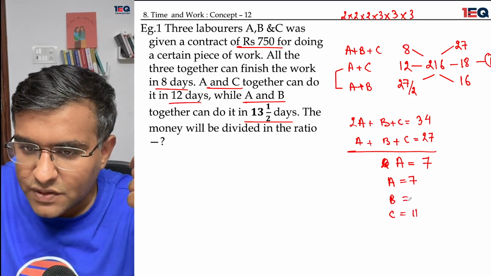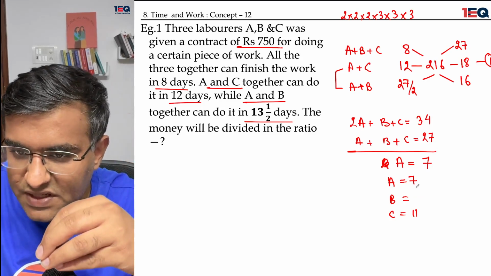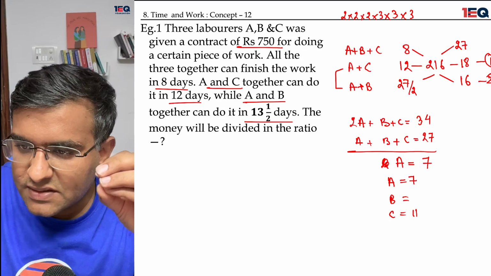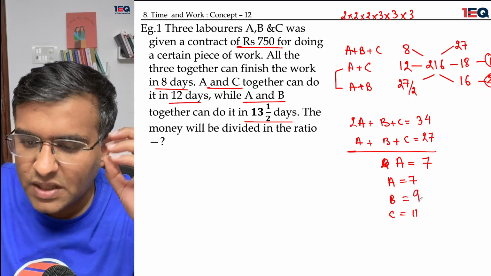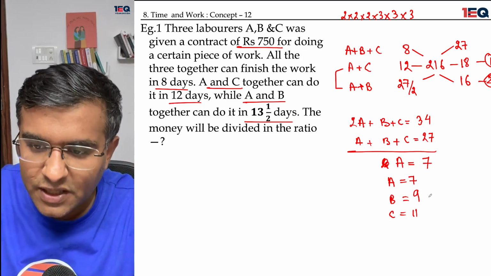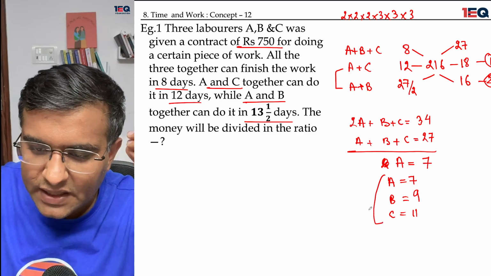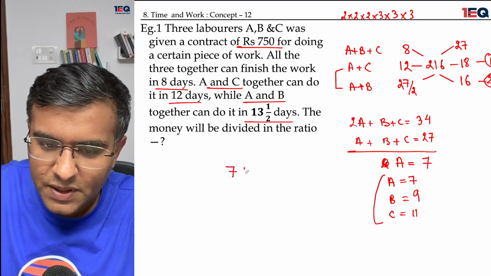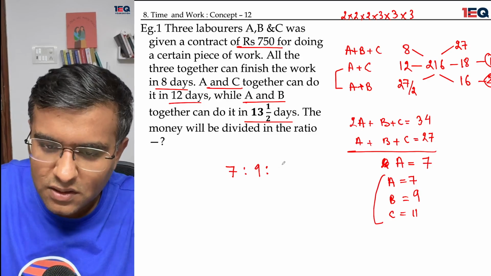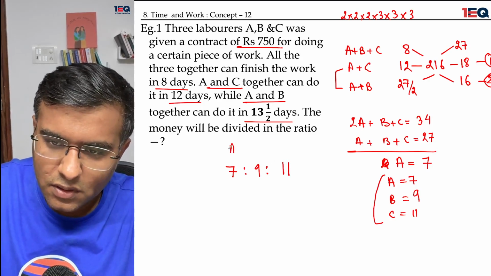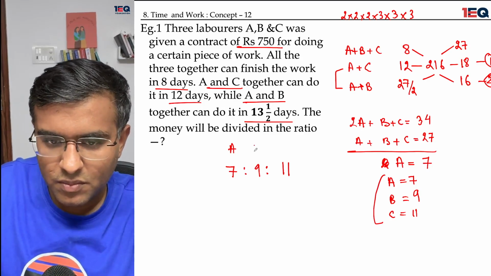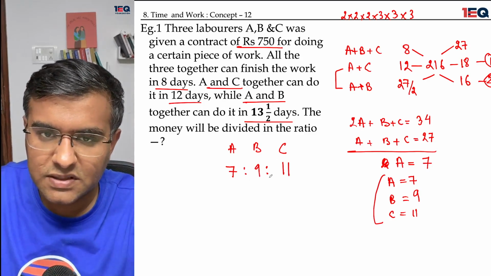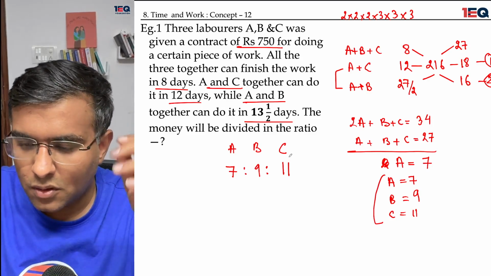Similarly, I wish to talk about B as well. I use the efficiency of 7 in the second equation. I'm calling this the second equation, which gives me the efficiency of B equal to 9. So from this, I can say that the ratio in which the money would be divided would be 7 is to 9 is to 11. This is for A, this is for B, and this is for C. Good enough.